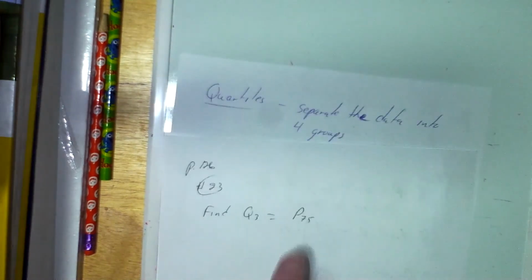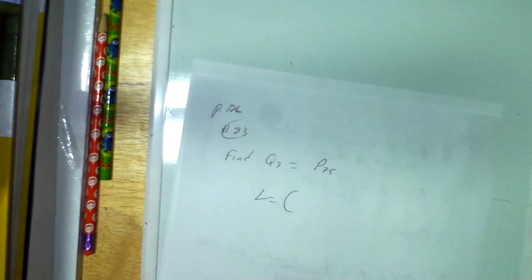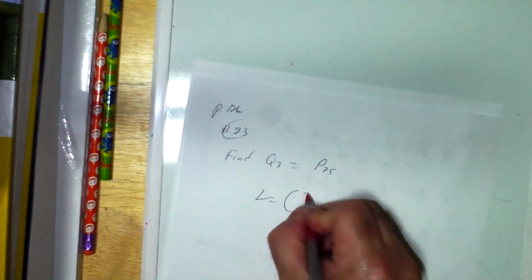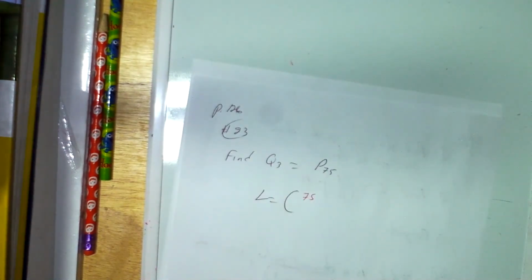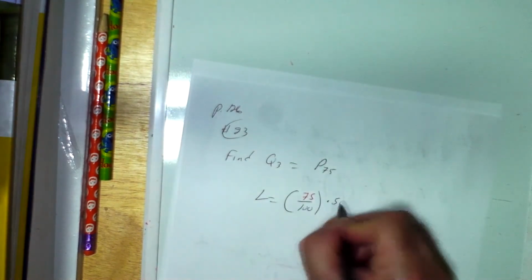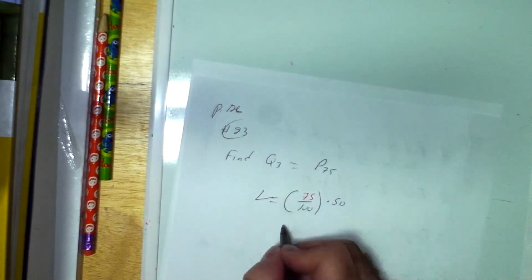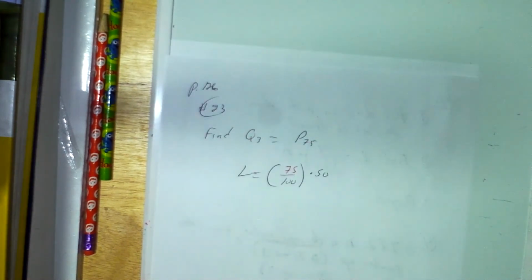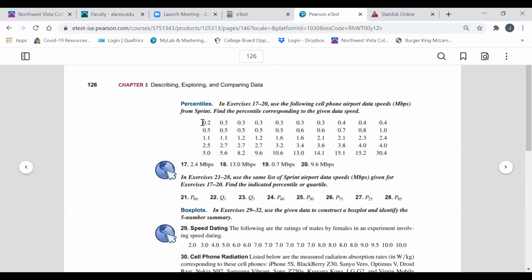Right? So how do I do percentile? Remember? All right, so I'm gonna do L equals 75 over 100 times, and I believe there were 50 data on that set. So I'm going to calculate that. Right, let's count just to make sure. I want to make sure. There should be 50. I think there's 10 per row. 10, 20, 30, 40, 50. There's 50. Yeah, there's 50.